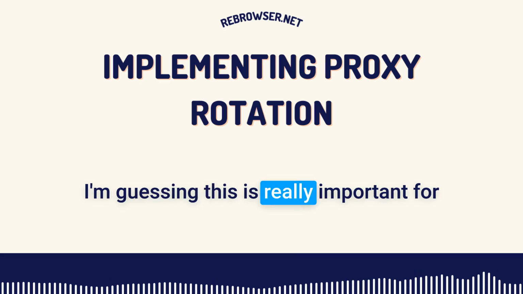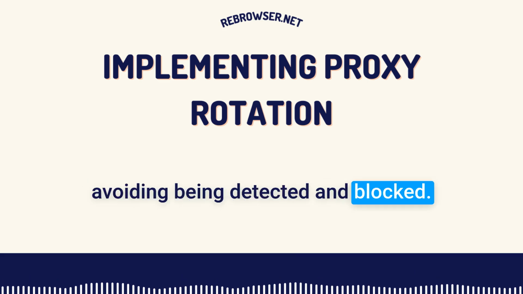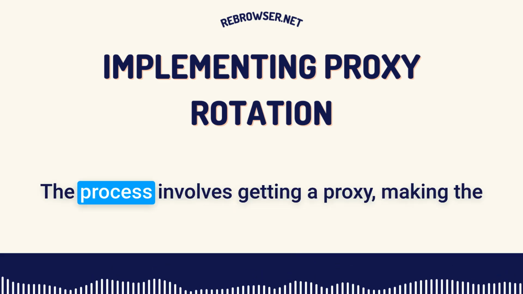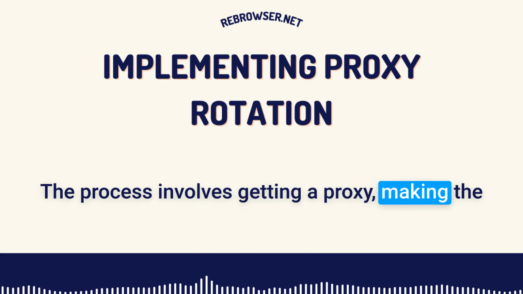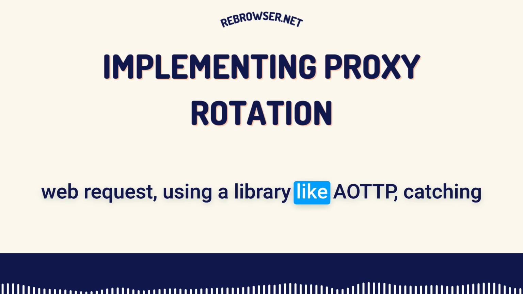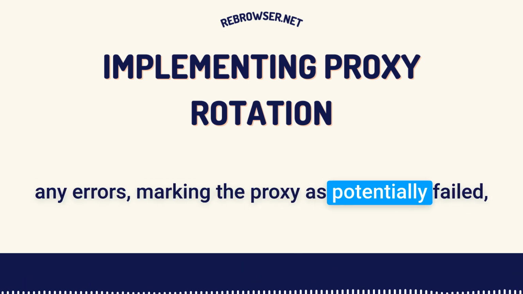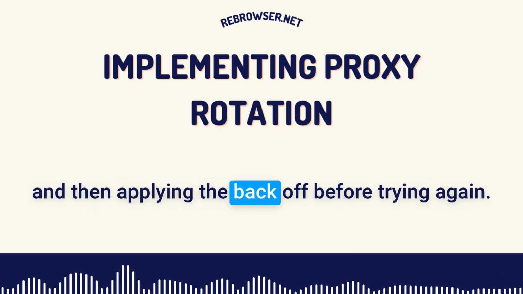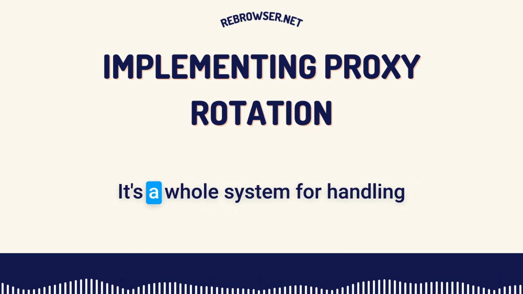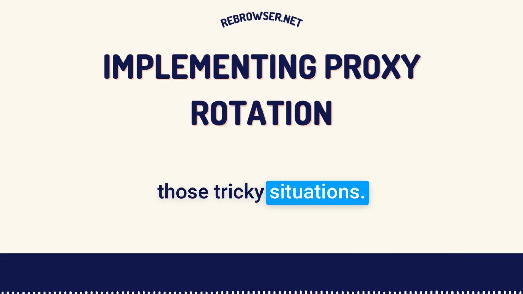I'm guessing this is really important for avoiding being detected and blocked. Absolutely. The process involves getting a proxy, making the web request, using a library like aiohttp, catching any errors, marking the proxy as potentially failed, and then applying the backoff before trying again. It's a whole system for handling those tricky situations.